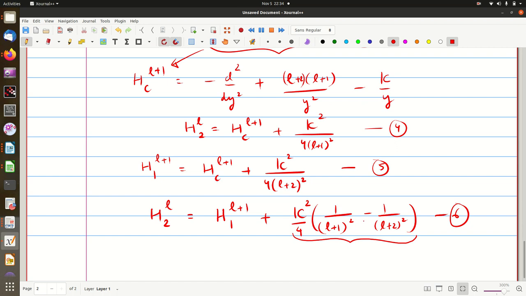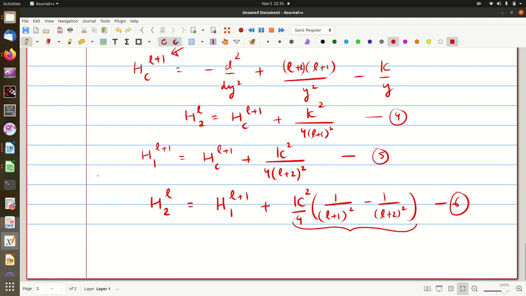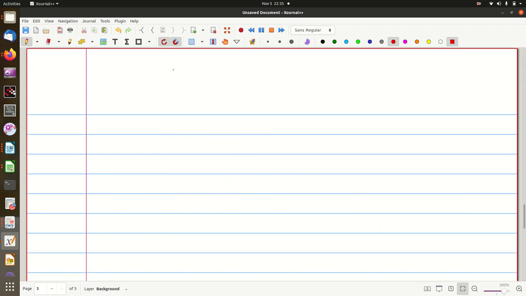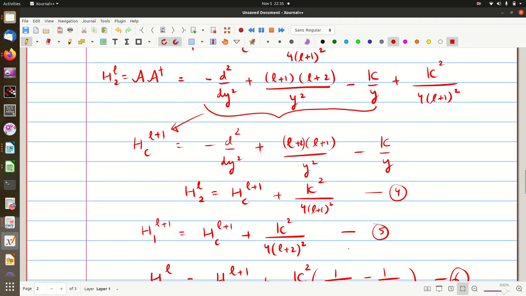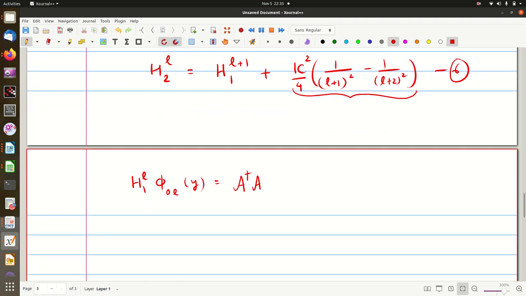So, now we are ready for our SUSY procedure to obtain the eigenvalues and eigenvectors. We obtained the H1 and H2 part in Hamiltonians such that they are related to each other. So, the first step is to obtain the ground state. To obtain the ground state, we act H1 L, which is A dagger A, on some function phi 0 L of y. This should be equal to 0, that is, we want the energy eigenvalue to be 0 times phi 0 L of y. So, that means basically A acting on phi 0 L is equal to 0.